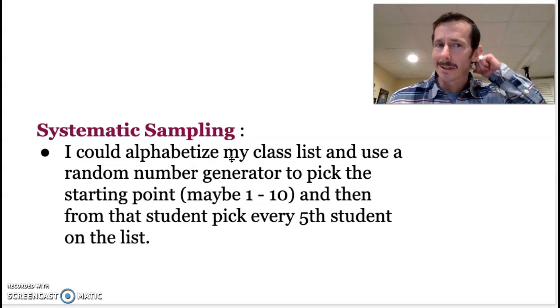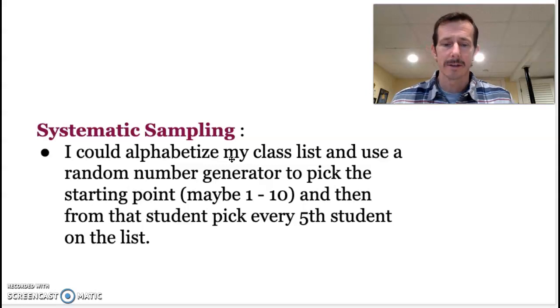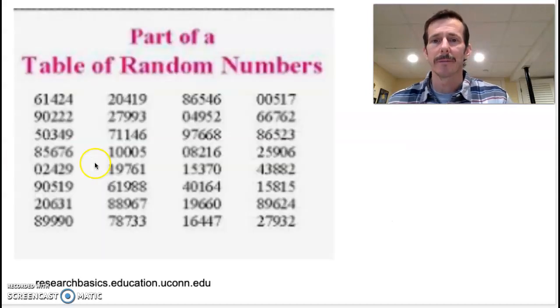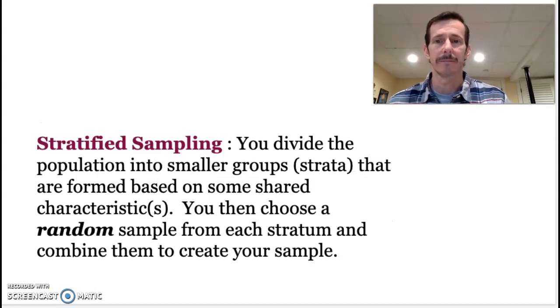So systematic is pretty easy to identify when it shows up. If I alphabetize my class list, and then I just use that same random number table and pick the first single digit from 1 to 10. So if I go back to that very quickly, the first single digit would be 6. So that means I would start with the 6th kid in my list, and then every 5th student after that I would also choose to be in my sample. So the 6th kid in the list, then the 11th, then the 16th, etc. That's systematic because it's a system.